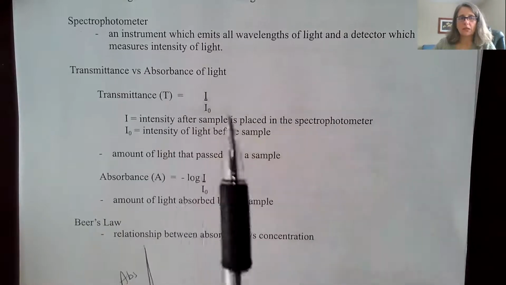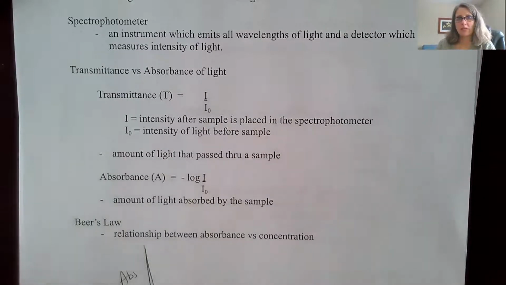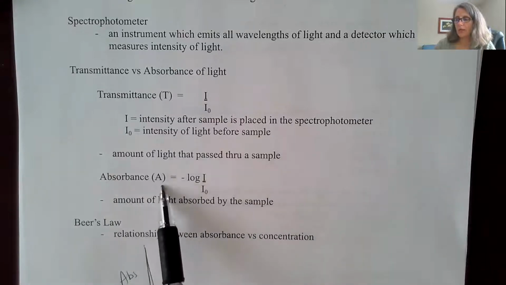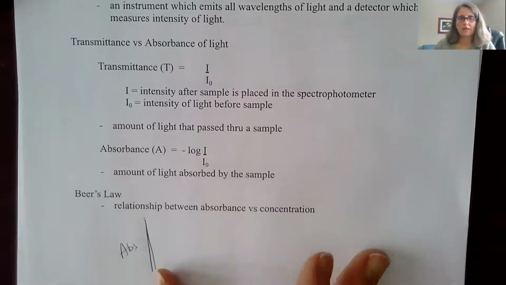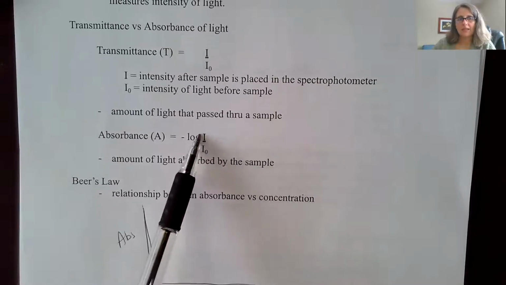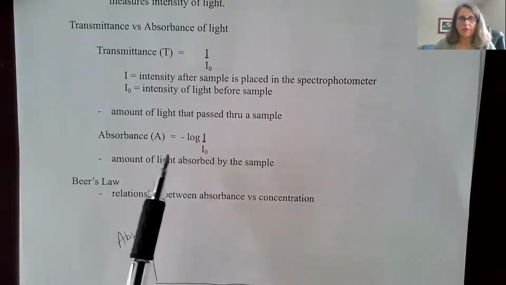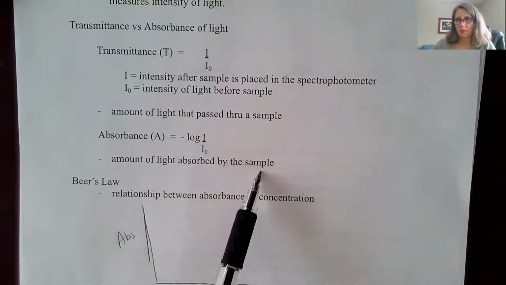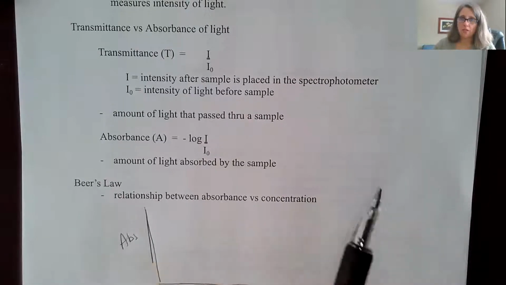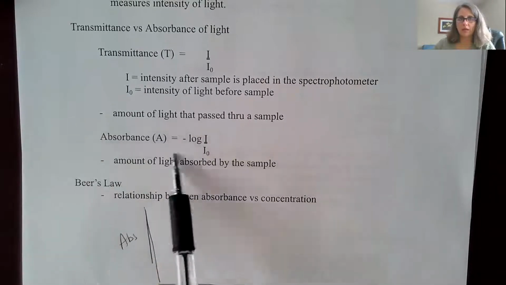So the transmittance is always going to be looking at the amount of light that is passed through a sample. And that's going to be, again, pretty standard on all of the spectrophotometers that you see. While absorbance is going to be the negative log of the intensity over the initial intensity. So it's the amount of light absorbed by the sample. So for this particular lab, we're going to be focused on absorbance.